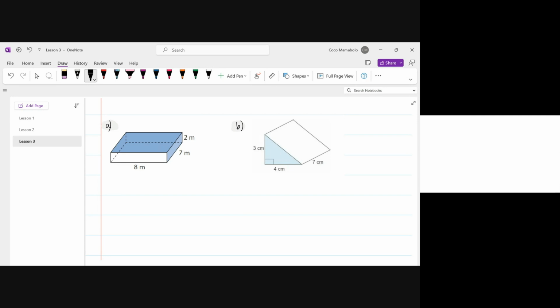Gift, which part do you need to take a screenshot of? Okay, these two are easy because you just need to find the area of the base and multiply by the perpendicular height. So it won't matter. We'll come back to the other ones. Okay, I'll go back in a little bit.